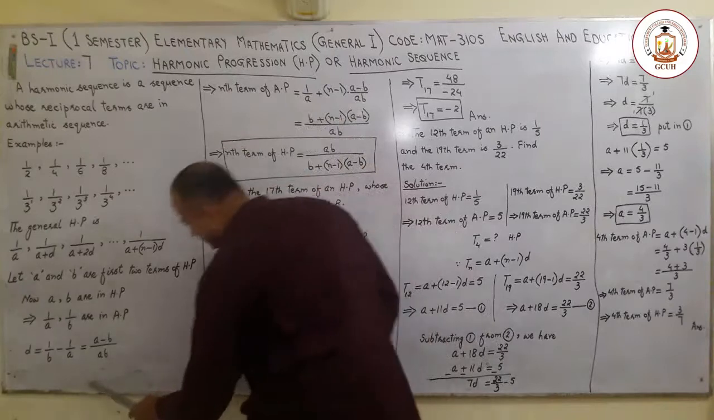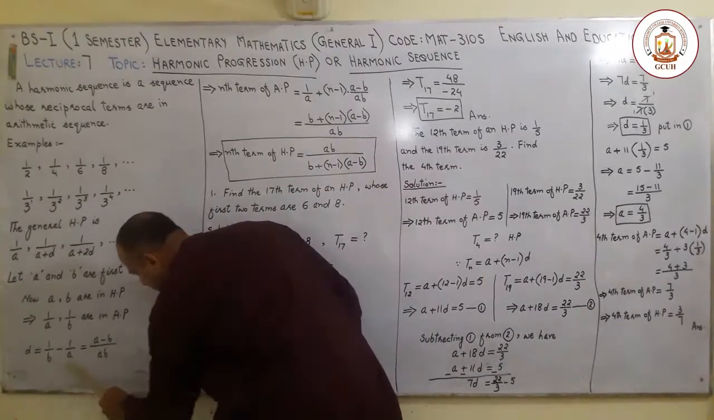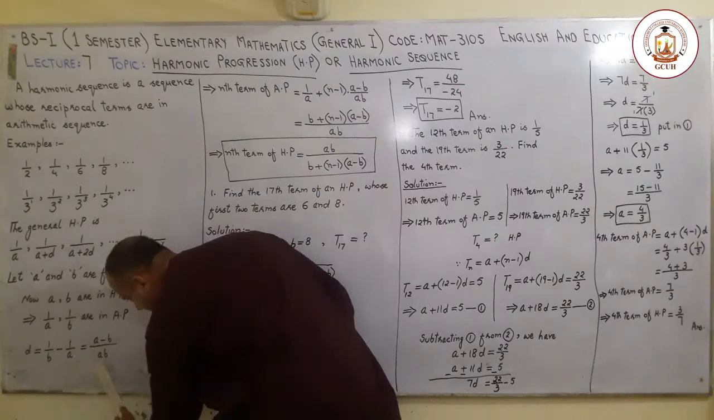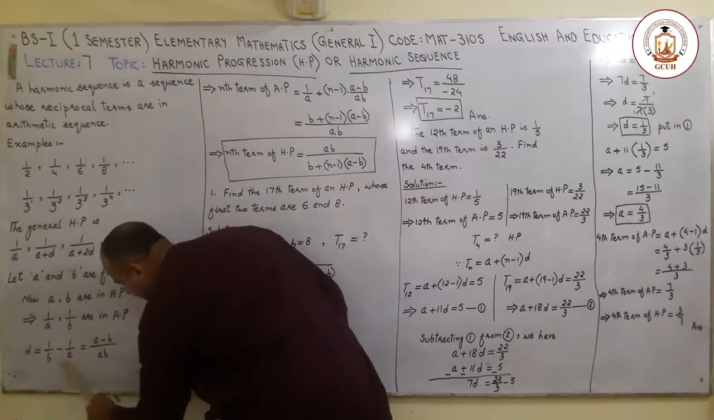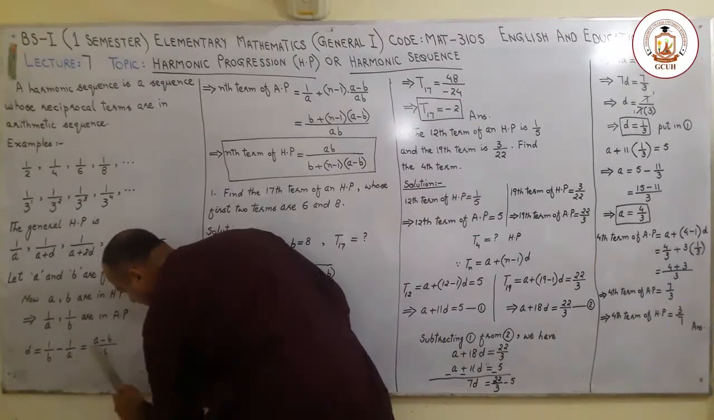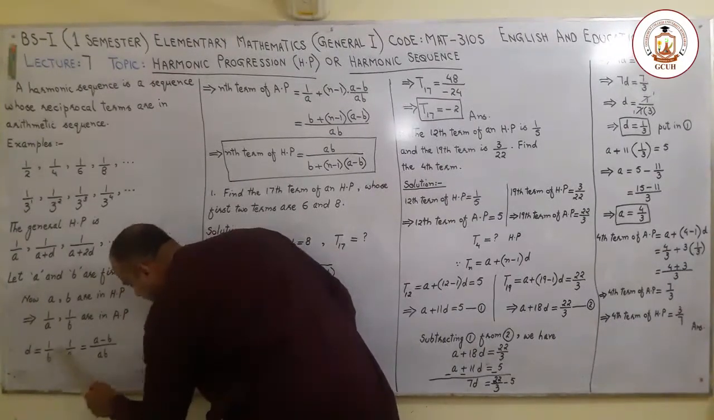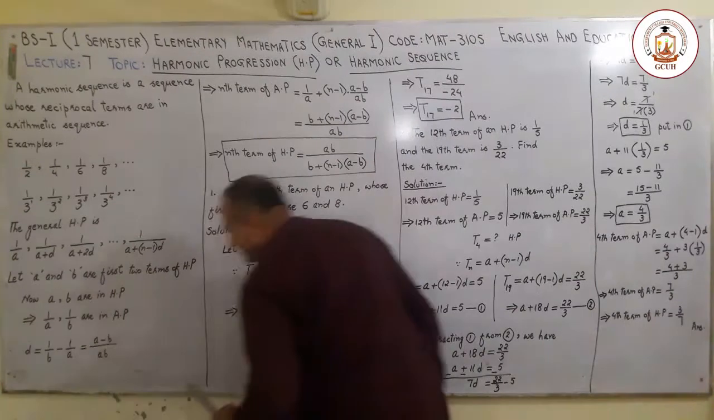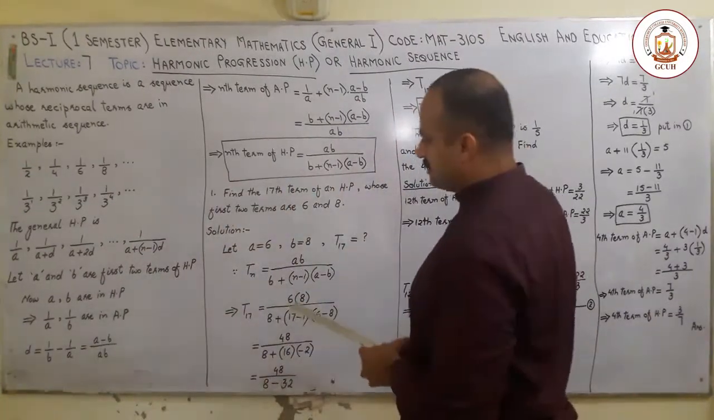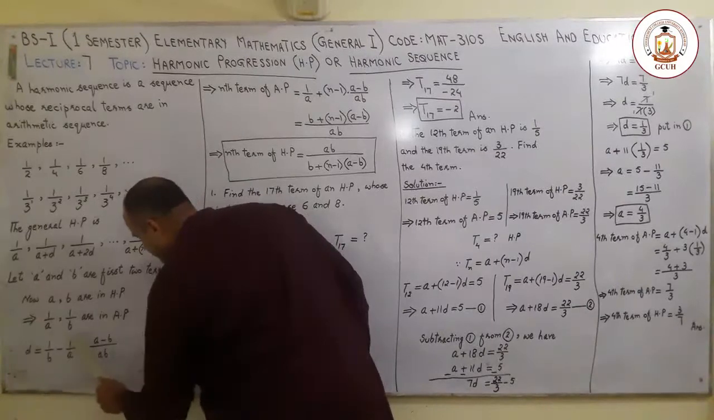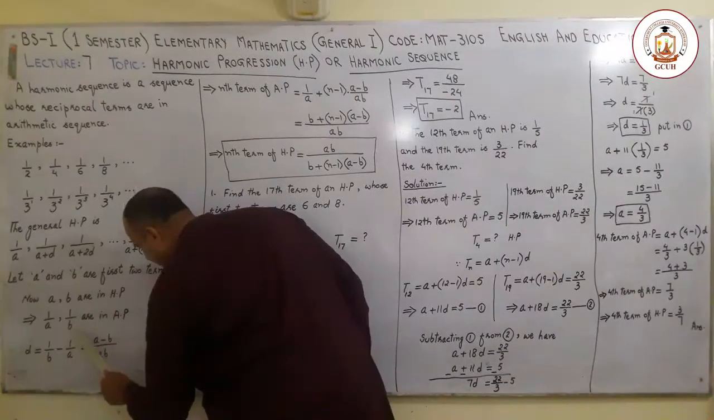So let us simplify it. The LCM will be b into a, which can be written as a into b. So this a will multiply here with this 1. So 1 into a is a, and this b will multiply here with this 1. 1 into b is b, and the minus sign will come in between these two terms. So this is the common difference for the two terms 1 upon a, 1 upon b, which are in arithmetic progression.